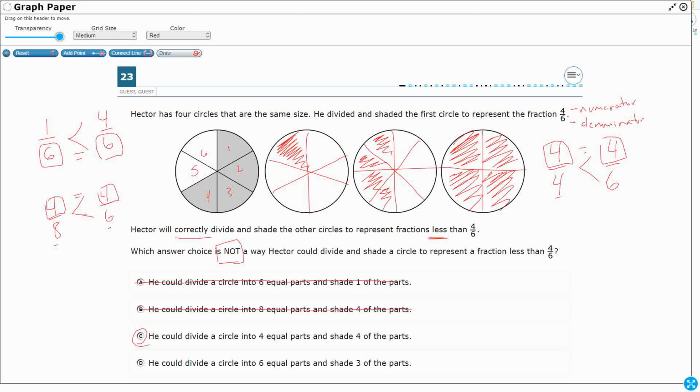Let's just double check. Let's see what we have here. 6 equal parts and shade 3 of them. So that's going to be 1, that's going to be 2, that's going to be 3. That's definitely less, but look, it's an easy one. I've got the same denominators, which means I'm just going to evaluate 3 is less than 4. Yeah. All right, so my answer here is D.